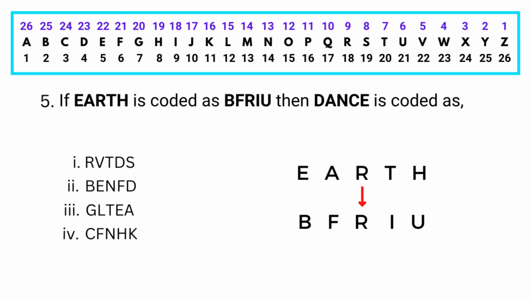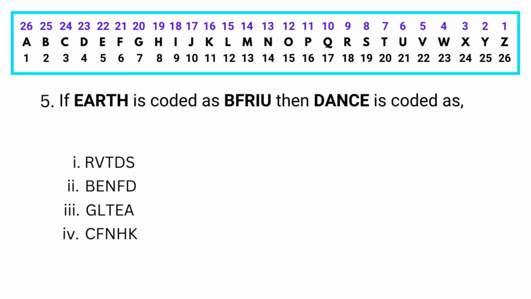Now if you have noticed, here we have E and here we have F. F comes after E, right? And A is here and B is here. B comes after A. Now this seems like a pattern, but let's verify it with the letters on the other side. T is here and U is here, and U comes after T. And H is here and I is here, and I comes after H. So that's the correct pattern.